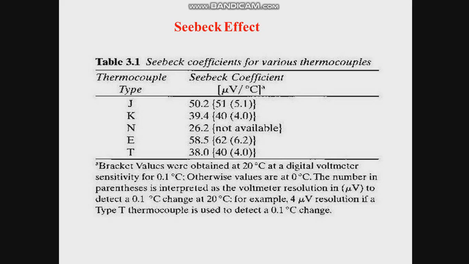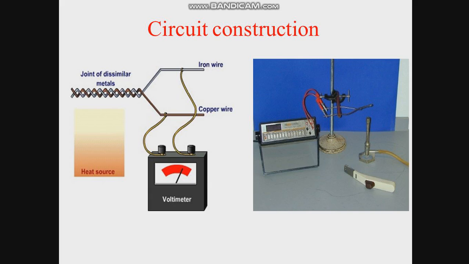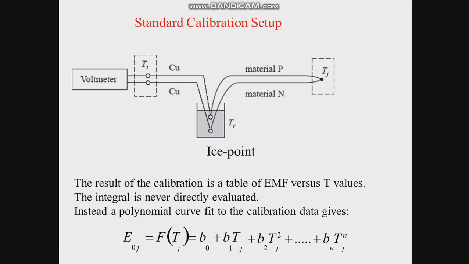Seebeck effect coefficients of different materials: J type, K type, N, E and T types. Circuit construction diagram. Standard calibration setup. The result of calibration is a table of EMF versus temperature values. The integral is never directly evaluated. Instead, a polynomial curve fit to the calibration data gives these relationships.